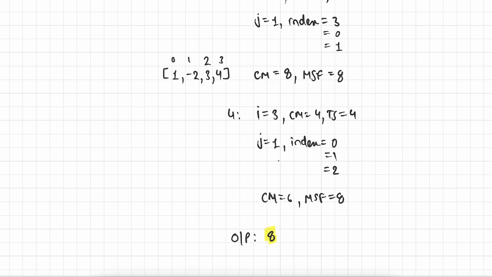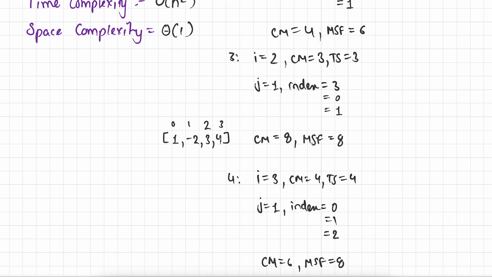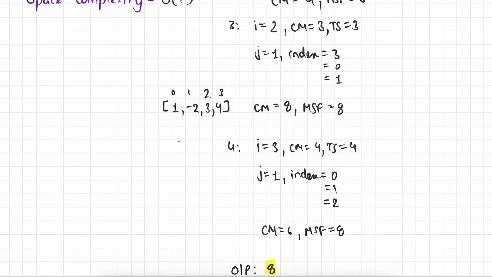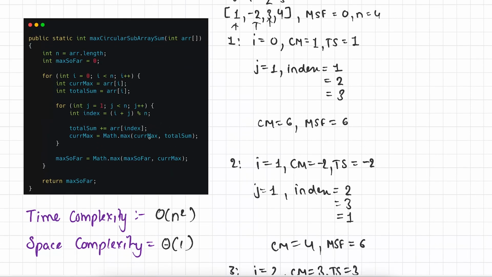It means 8 is the maximum circular subarray sum, and that is formed by these 3 elements: 3, 4 and 1. 4 plus 3 is 7, and 7 plus 1 is 8. So far so clear. Now talking about the time complexity of this function.